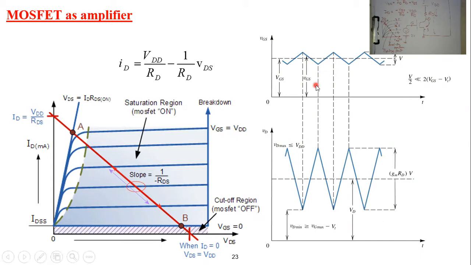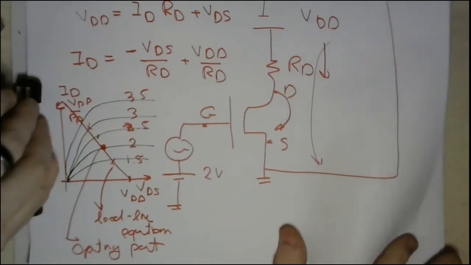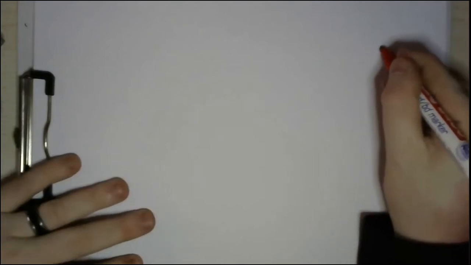Now, what we are going to do is express first in equations, then by examples, how the MOSFET can work as a voltage amplifier. Okay, so let's start this journey together. I will return to my whiteboard and let's start it together. So this is typically our circuit.